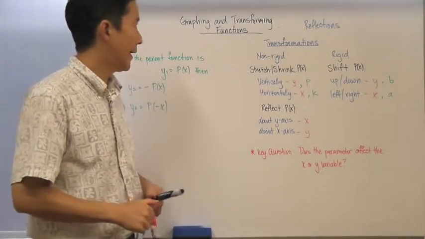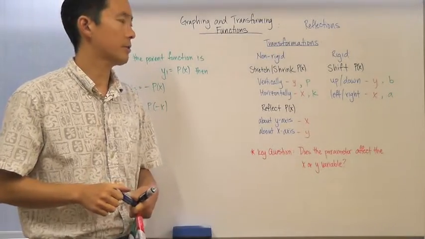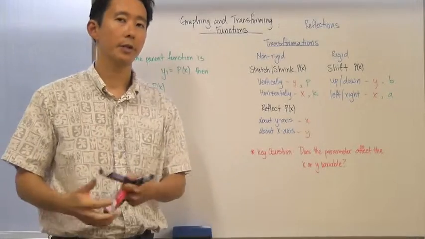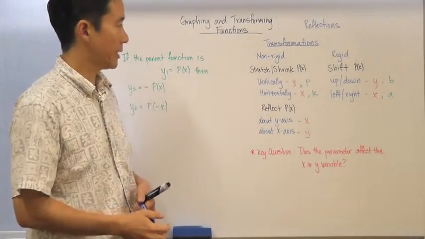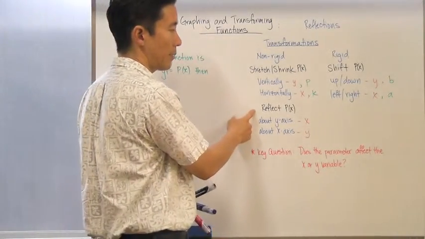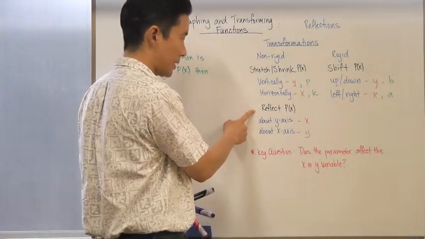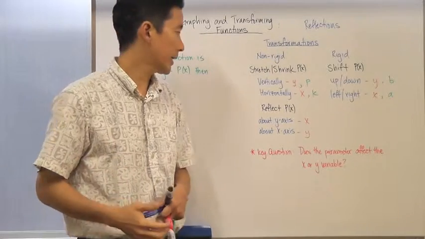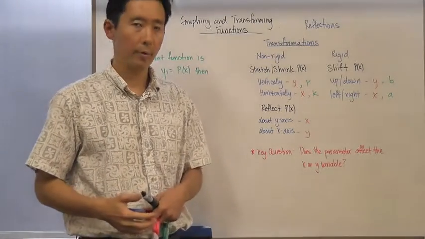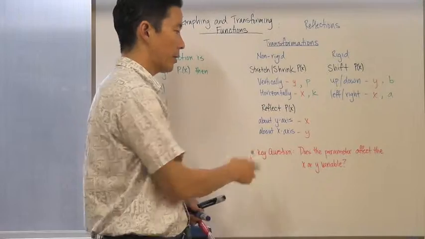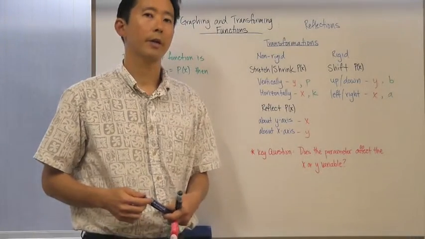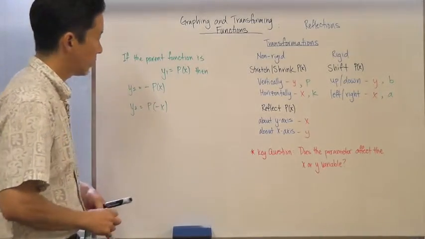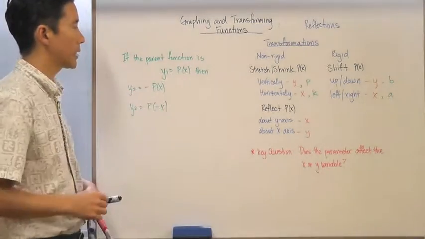Okay, let's continue and take a look at the last two types of transformations that we can apply to parent functions, and that will be reflections. So let's take a look at the reflections about p of x. We can reflect it either about the y-axis, in other words, we're affecting the x variable, or we can reflect it about the x-axis, which means that we are affecting the y variable. Okay, so let's see what you think these two actually represent.